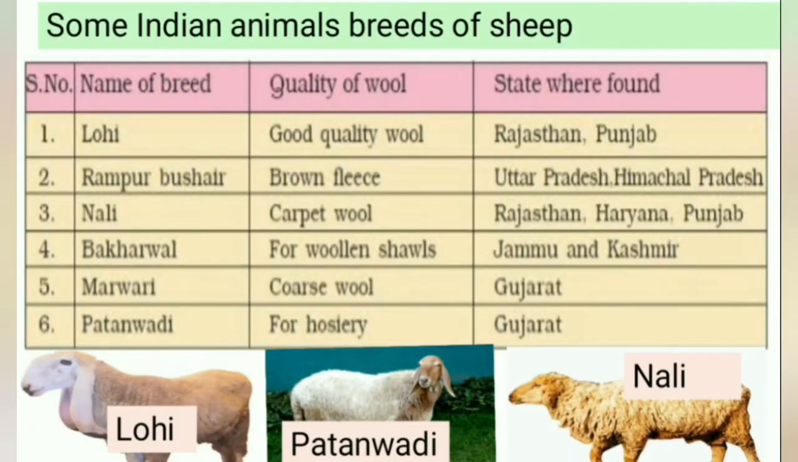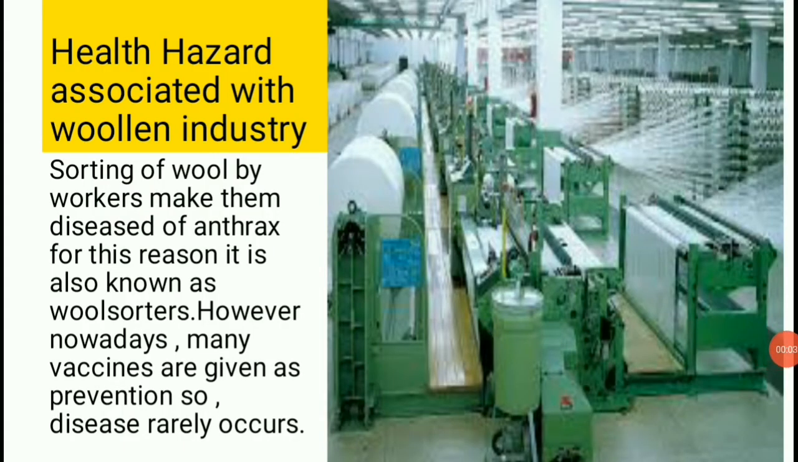Some Indian breeds of sheep. Name of breed, quality of wool, state where found. Lohi, good quality wool, Rajasthan, Punjab. Rampur Bushehr, brown fleece, Uttar Pradesh, Himachal Pradesh. Nali, carpet wool, Rajasthan, Haryana, Punjab. Bakharwal, for woolen shawl, Jammu and Kashmir. Marwari, coarse wool, Gujarat. Patanwadi, for hosiery, Gujarat. These are associated with the woolen industry.